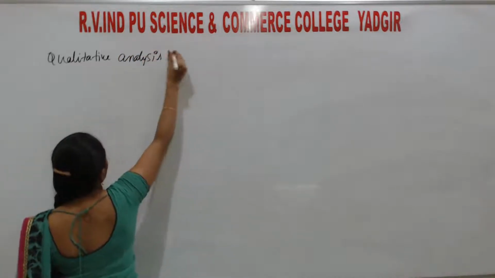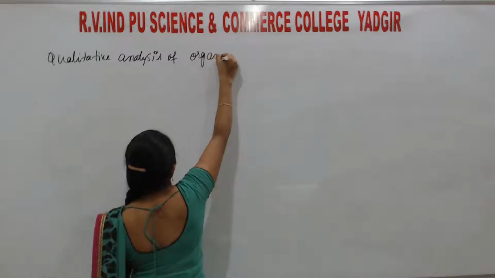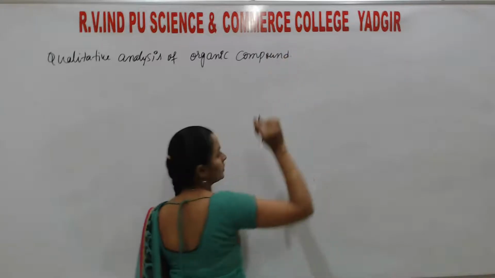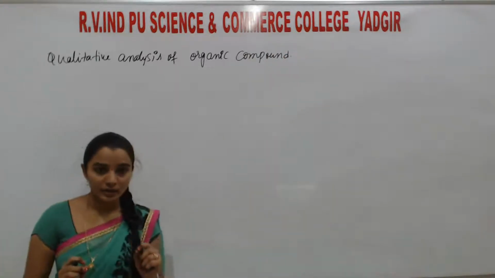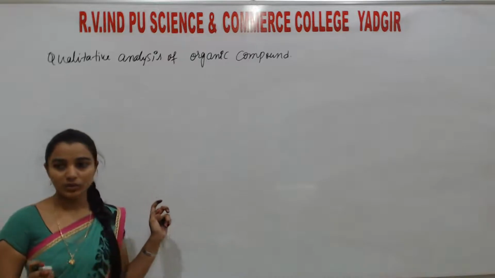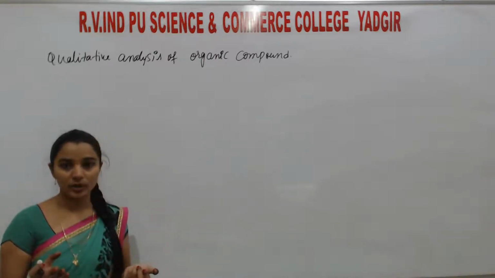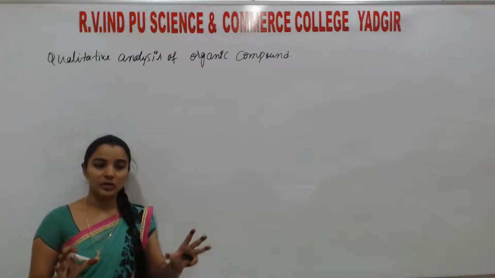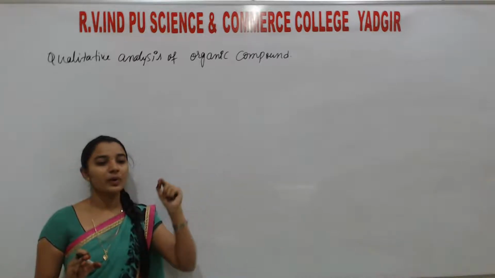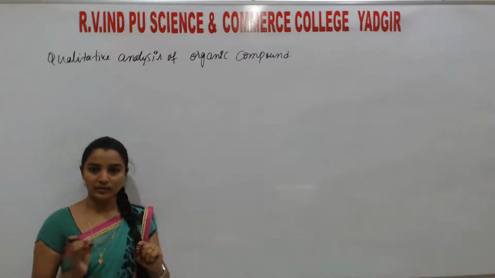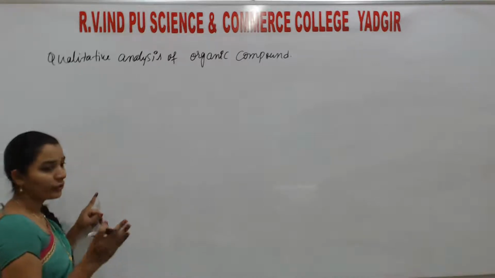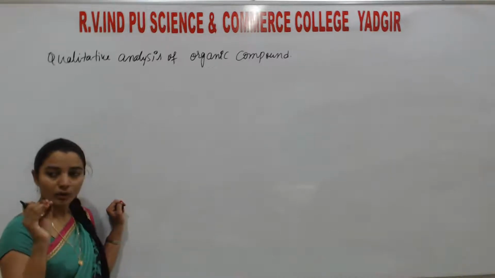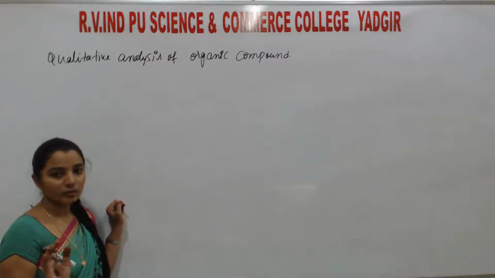Qualitative analysis of organic compounds. Listen, quality means what is all present in that. If you want to say that a student's quality is good in reading, good in this subject, we say like that. Similarly, what does quality mean here? What does that particular organic compound mainly consist of? Of course, for an organic compound, carbon and hydrogen are common. They have to be present. Only then is it said to be an organic compound.